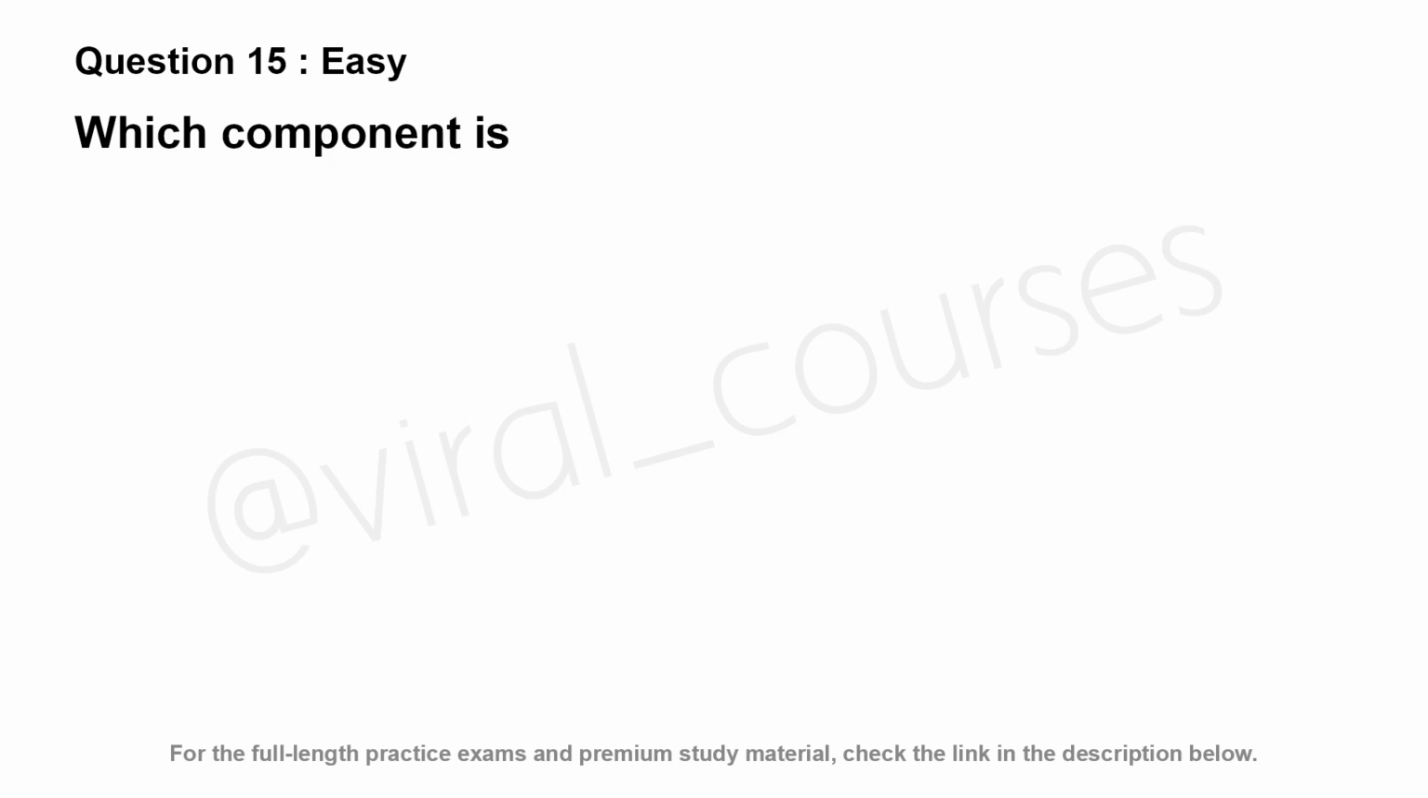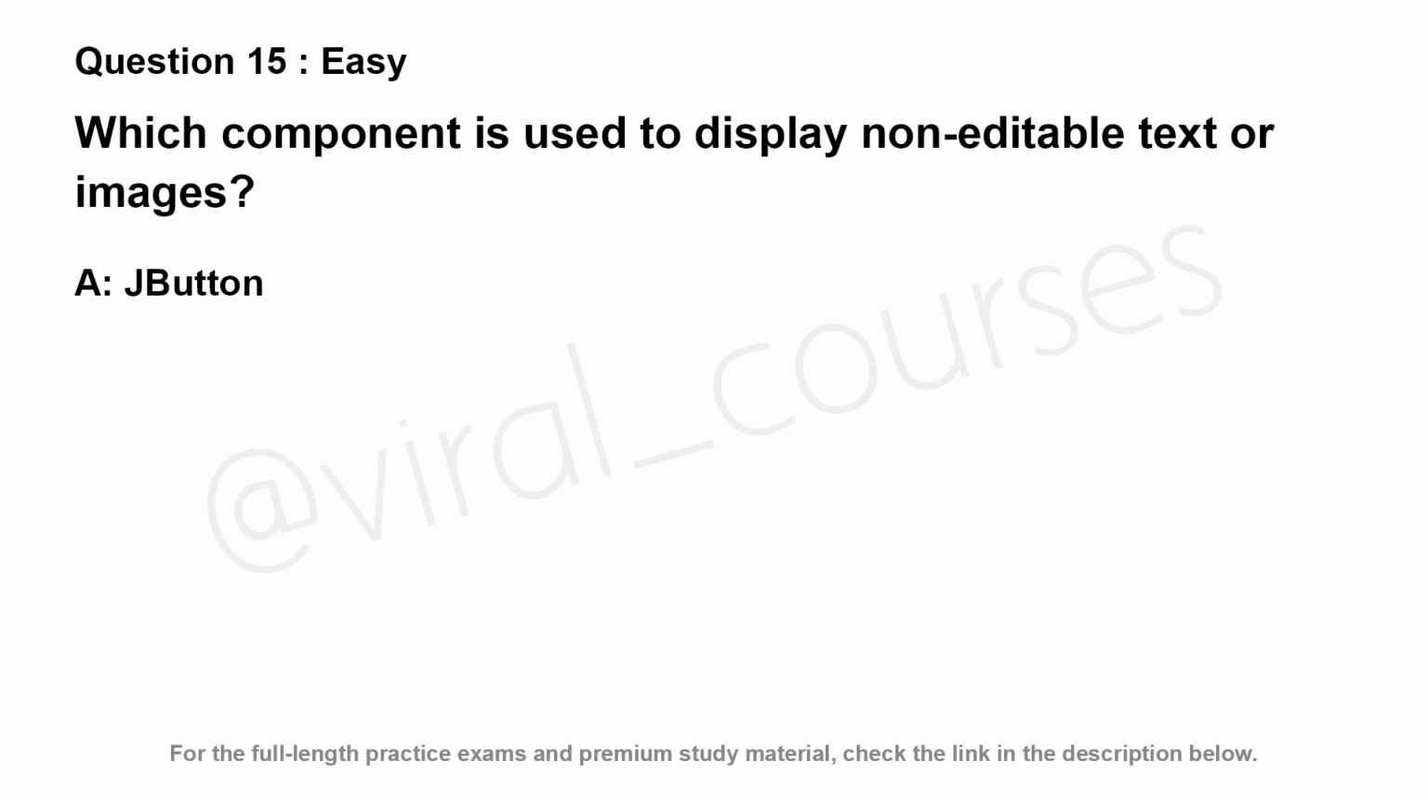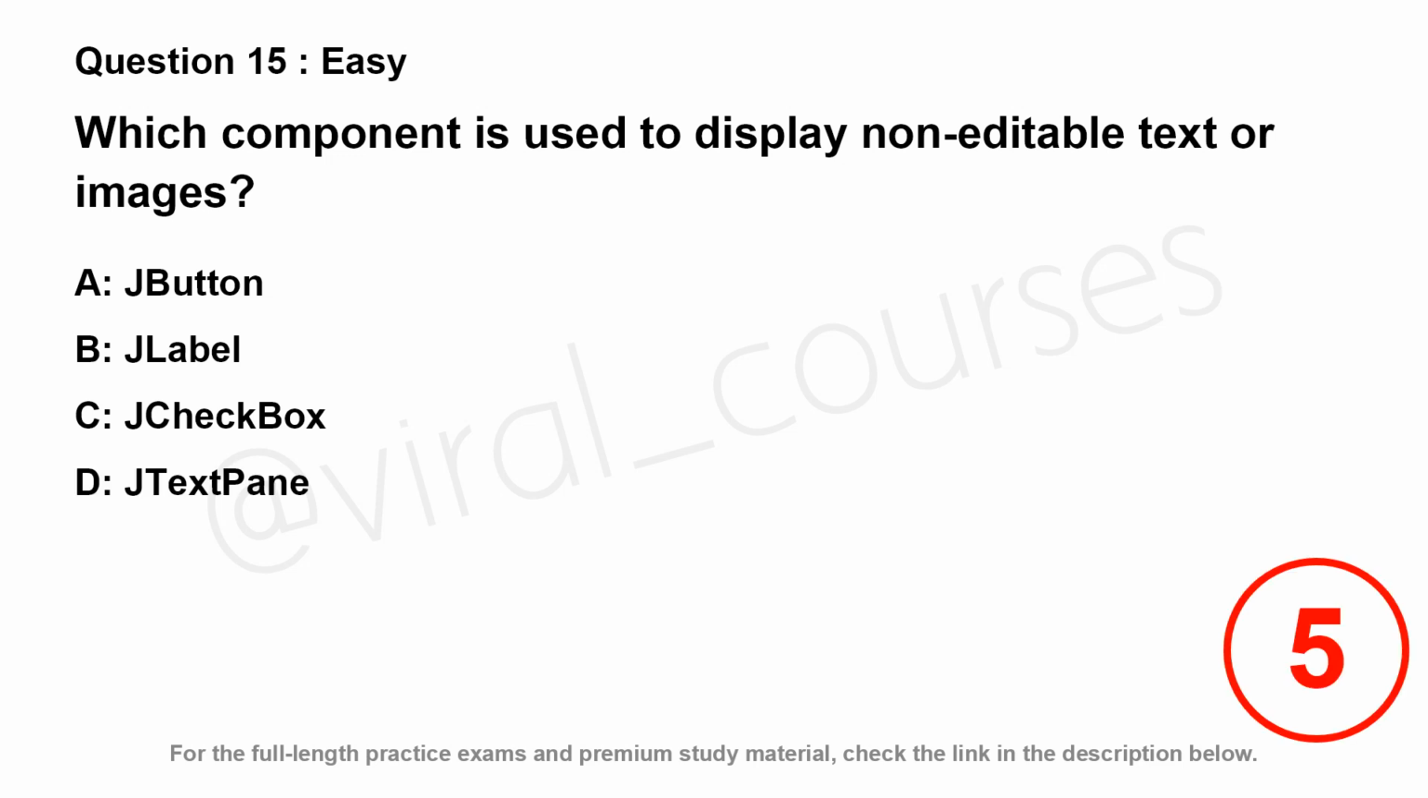Which component is used to display non-editable text or images? Option A, JButton. Option B, JLabel. Option C, JCheckBox. Option D, JTextPane.